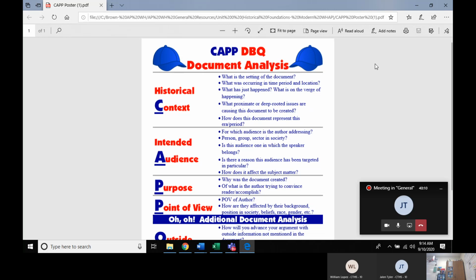But there's also some really basic things they can look at to try to look at the authenticity of the document and try to see what sort of outside factors may have affected what's being said. That's where the CAP process comes in. So let me explain what CAP is. And again, for right now, these are just things you should be thinking about when you read any document. The first, historical context. Have you guys heard of context before?